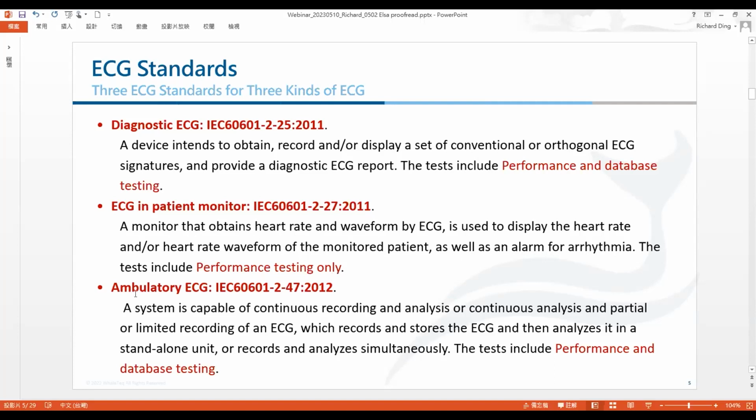The third one is the ambulatory ECG. The standard is IEC 60601-2-47, 2012 version. This is for a system capable of continuous recording and analysis, or continuous analysis and partial or limited recording of an ECG, which records and stores the ECG and then analyzes it in a standalone unit, or records and analyzes simultaneously. The tests include performance and database testing.